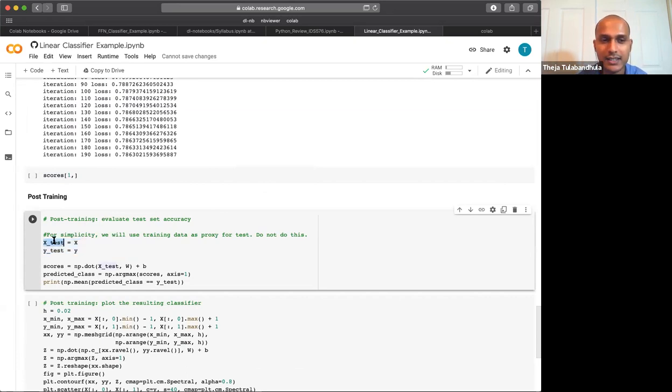So I'm just taking X test to be the same as my training data, and Y test or Y validation to be the same as my training data labels. What I'm trying to do first is, for this test data, get the scores, and then tell me what the predicted class is. It has to be one of the 3 classes. And again, I'm using a nice function from NumPy.